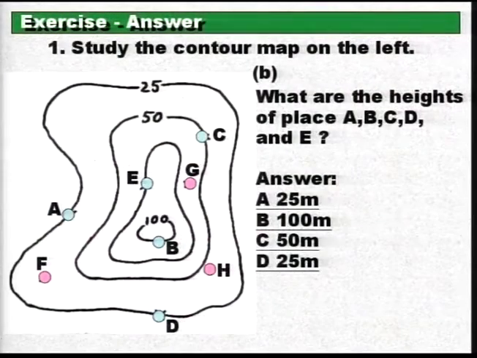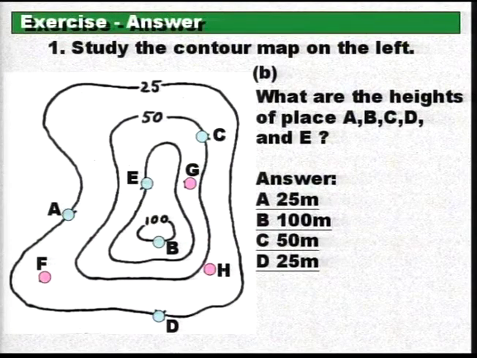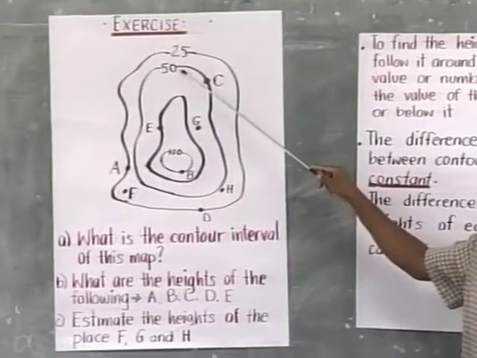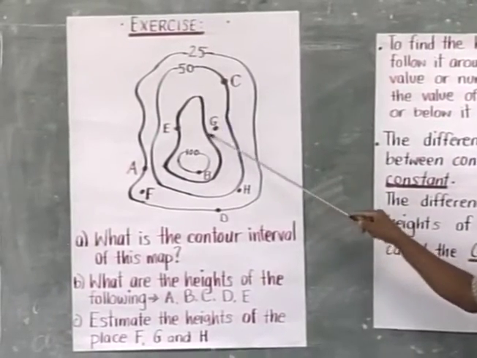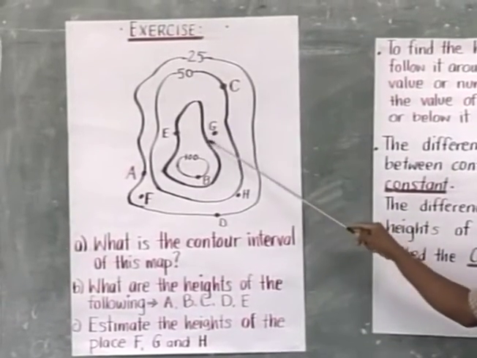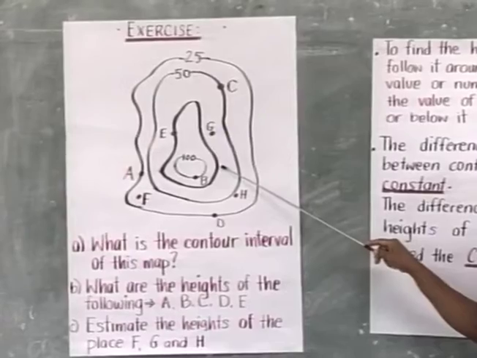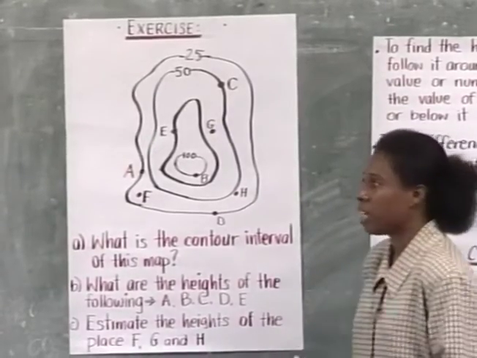And finally, for the height of place E, Frank. Place E is at this point here. 75 meters. Okay, 75 meters. Good. If you look at our contours here, that is the only contour line that does not have any value. But if you had known the interval, you should be able to work out that this line here should have a value of 75 meters. Okay, do your corrections for that, and then we move on.